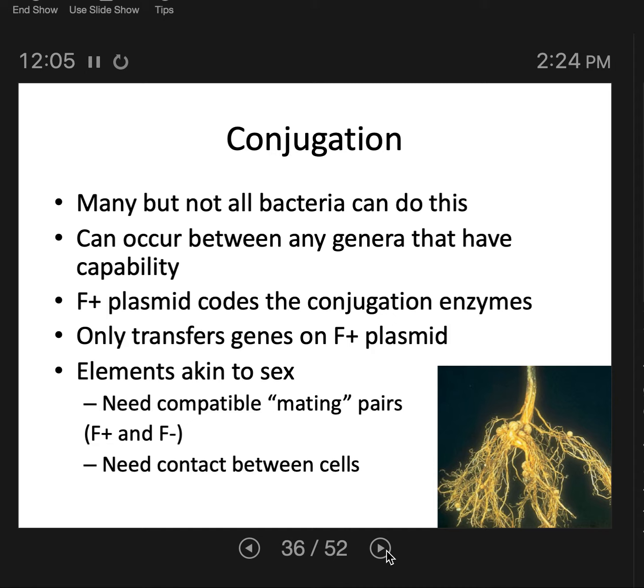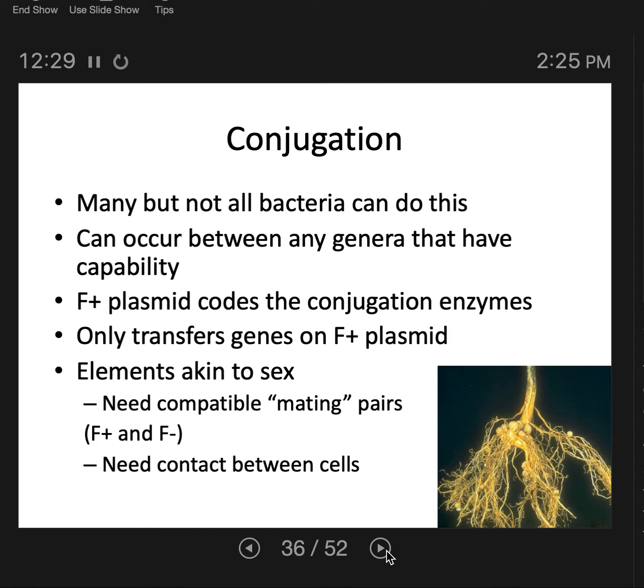So there's this plasmid, it codes for conjugation enzymes. It might have a few other genes on it too that are unrelated to conjugation. So the F+ plasmid codes for conjugation, it codes for the sex pili and other related enzymes, and it might have other genes in the plasmid as well that are for other things. But it's only that plasmid that can be transferred.